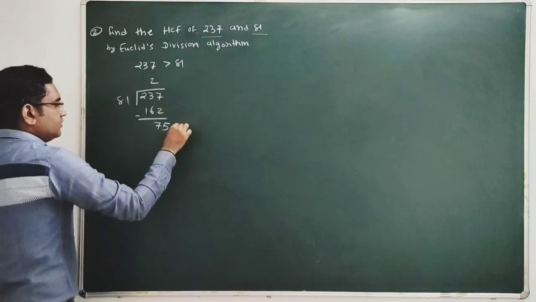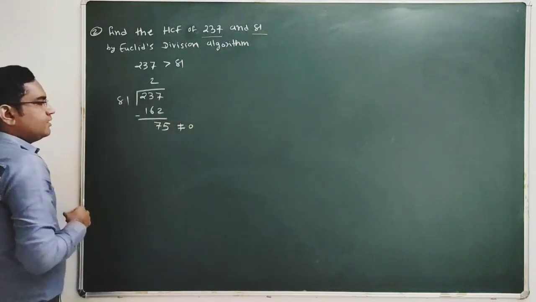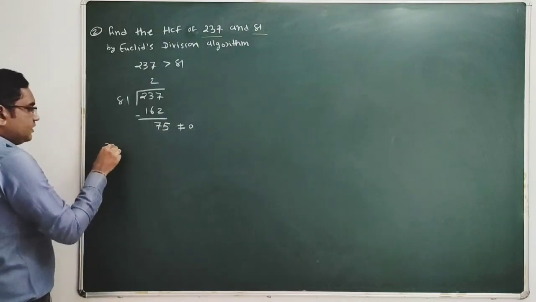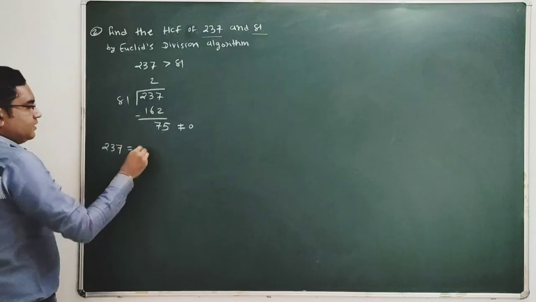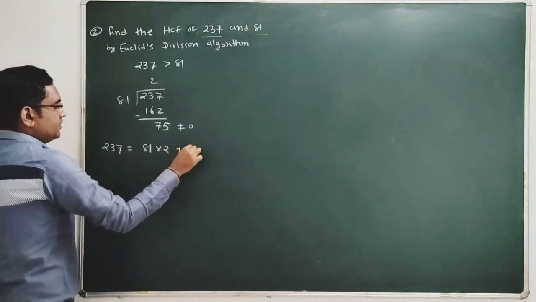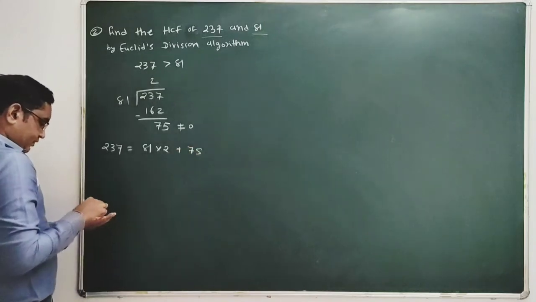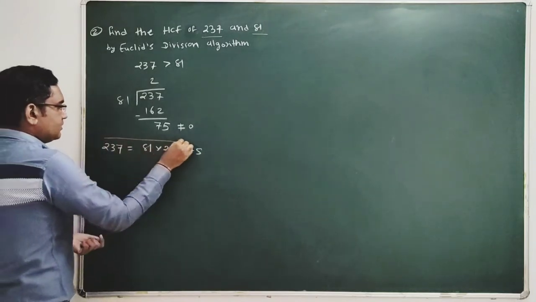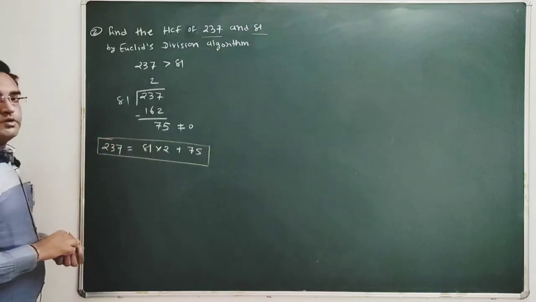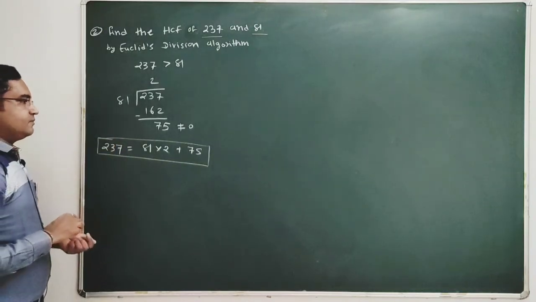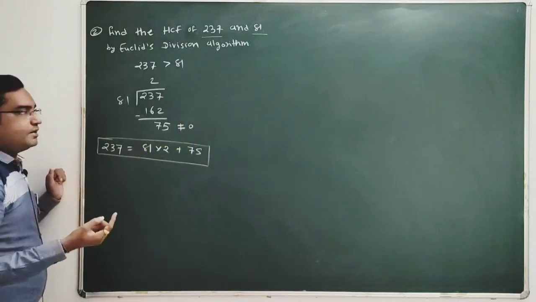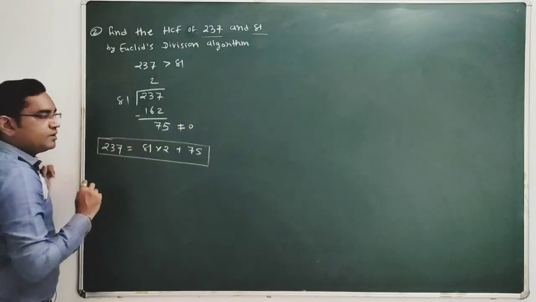So here for this long division the remainder is not equal to 0. So now we can write this 237 as 81 multiplied by 2 plus 75, writing 237 as 81 into 2 plus 75 by using Euclid's division lemma. Now as the remainder is not 0, we have to again use the same algorithm.